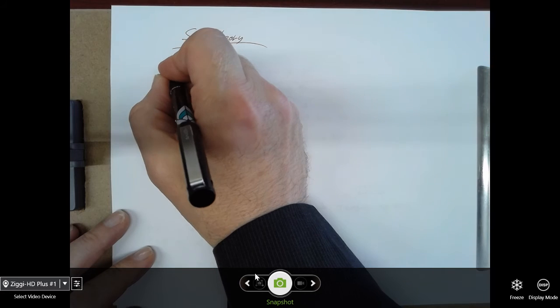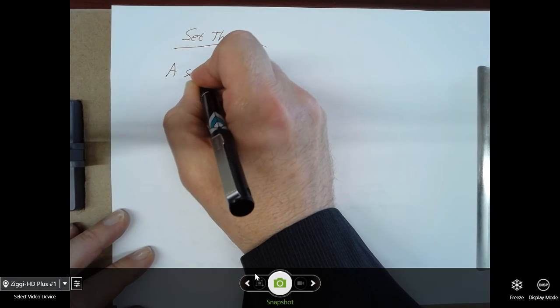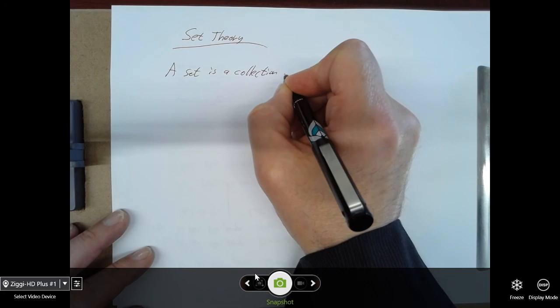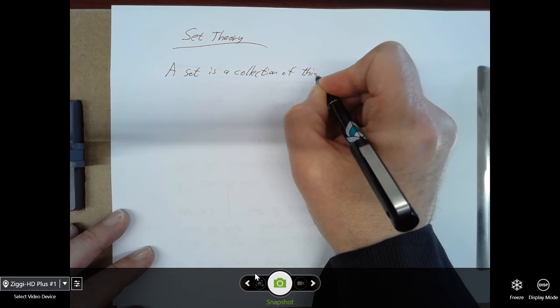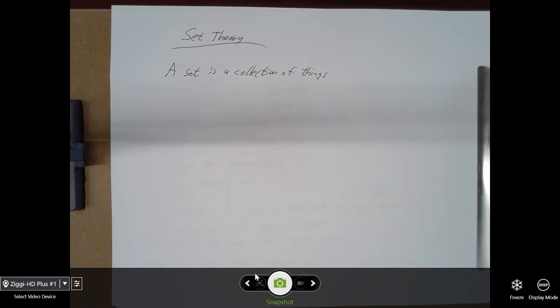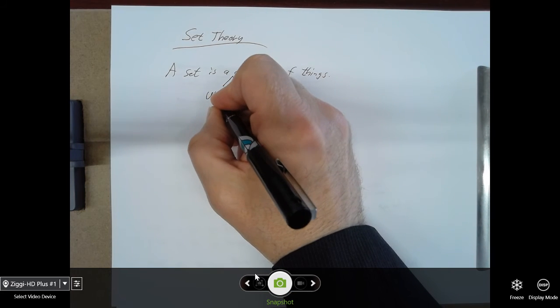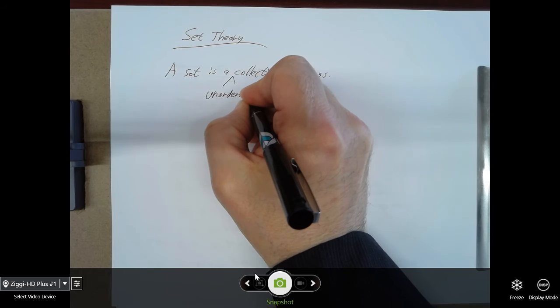What is a set? So we're just going to nominally say a set is a collection of things. And we have to be a little careful with what kinds of things we allow in here. But for now, it's just things. Chairs, pens, farm animals, doesn't matter. Stuff. And it's an unordered collection.